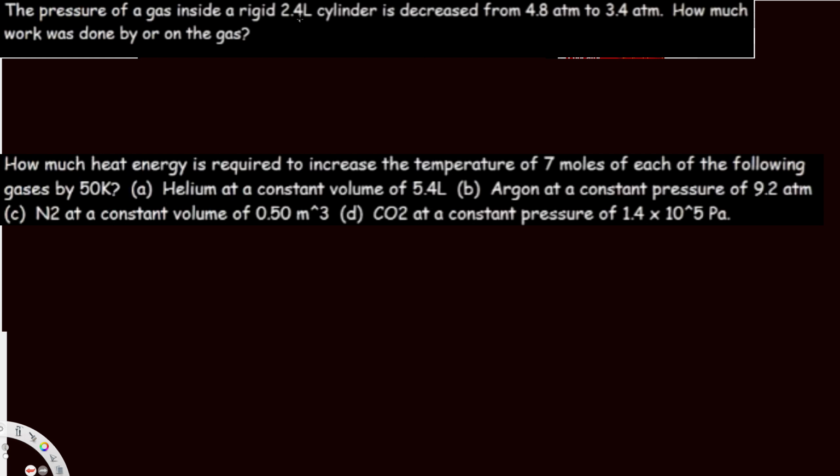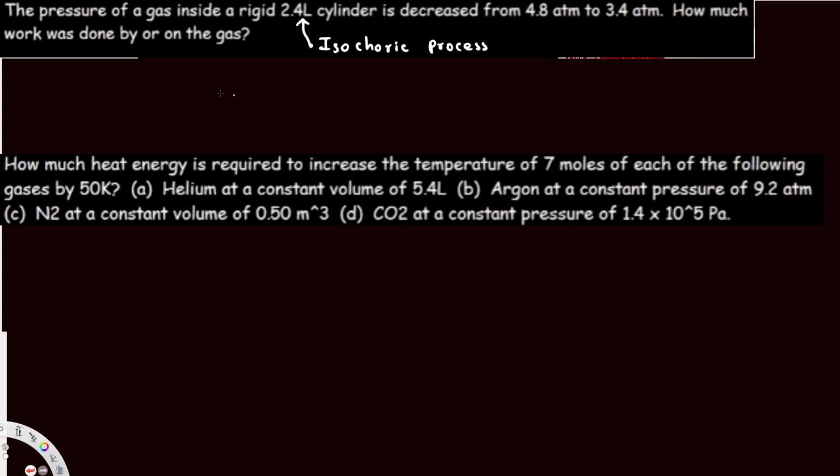If you notice, this is a 2.4 liter cylinder and the volume is not going to change. Whenever we have a condition that volume is constant, that is an isochoric process. So this is what we call an isochoric process. For an isochoric process, the work is always zero.